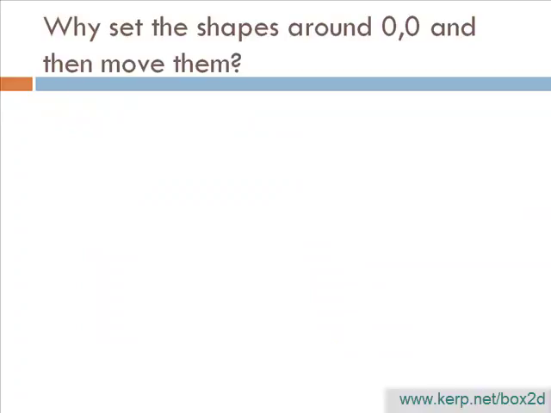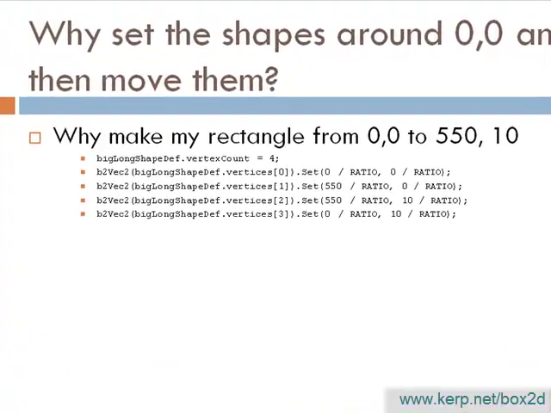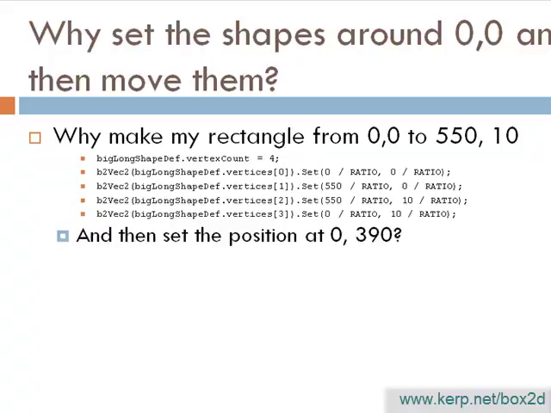Finally, the last question we have is, why do we set the shapes around 0, 0 and then go through the trouble of moving them? For example, let's look at the floor that we created. Remember that very first floor we created by creating the vertices? We did it by creating a rectangle that went from 0, 0 to 550, 10. Basically, we had a long skinny box that was 550 pixels wide, 10 pixels high, but it was created at 0, 0, and then we had to go through the trouble of setting the position of that object down to 0, 390 so that it went from being at the top of our Flash movie to the bottom.